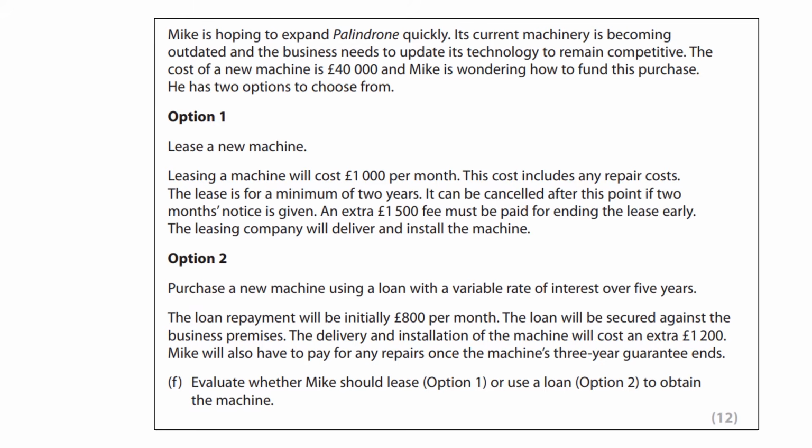Option 2, purchase a new machine using a loan with a variable rate of interest over 5 years. The loan repayment will be initially £800 per month. The loan will be secured against the business premises. The delivery and installation of the machine will cost an extra £1,200. Mike will also have to pay for any repairs once the machine's 3-year guarantee ends. Evaluate whether Mike should lease option 1 or use a loan, option 2, to obtain the machine.